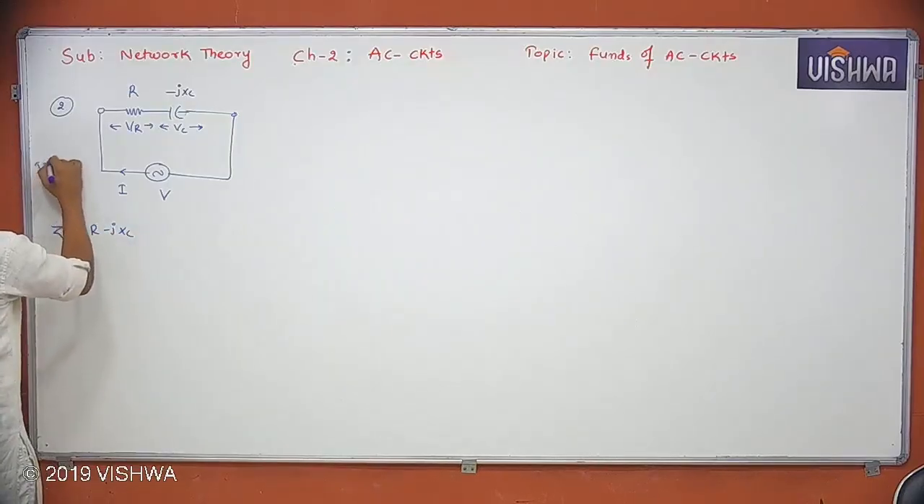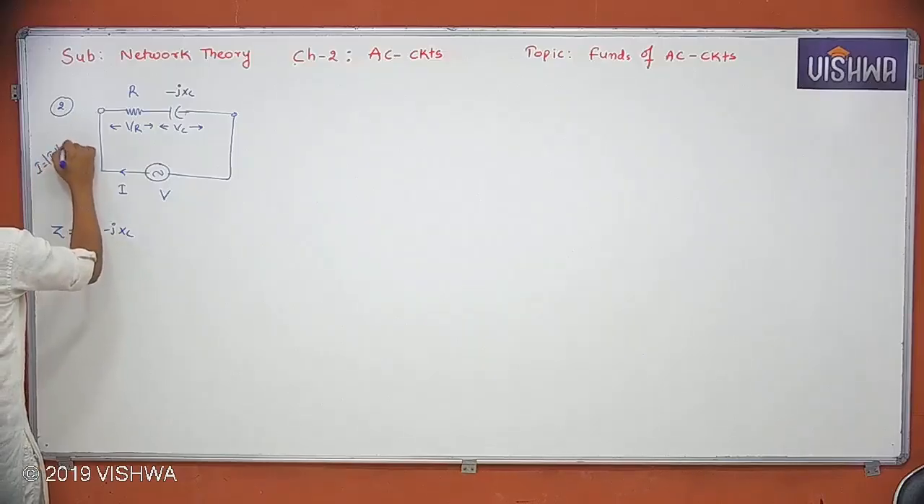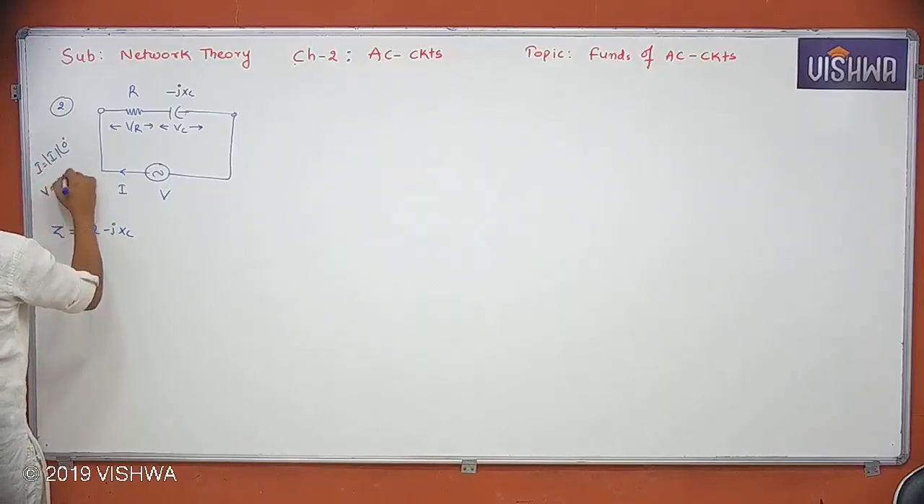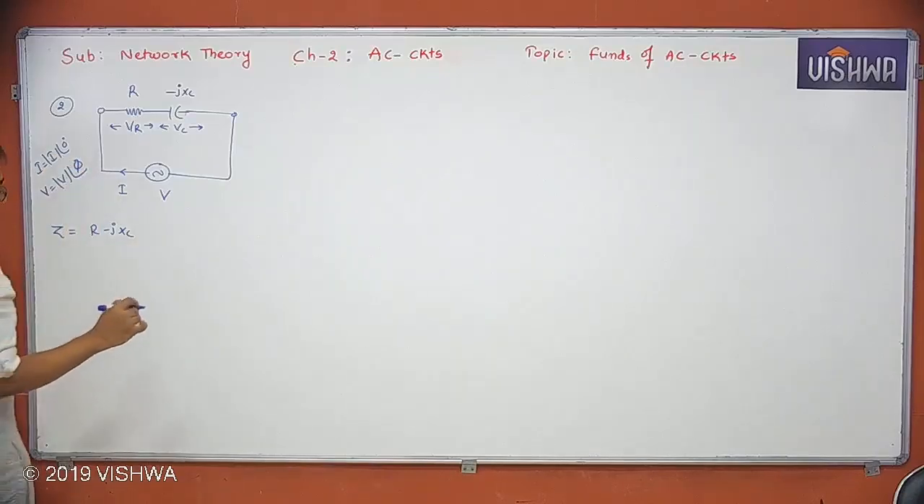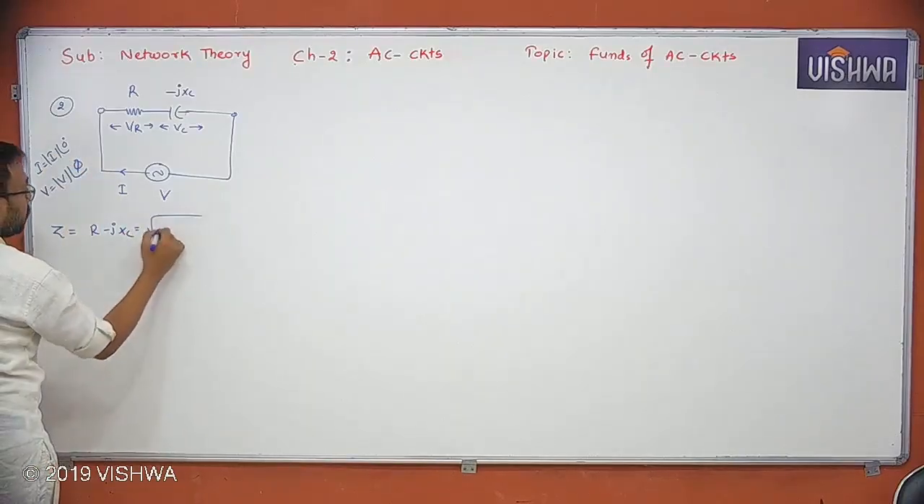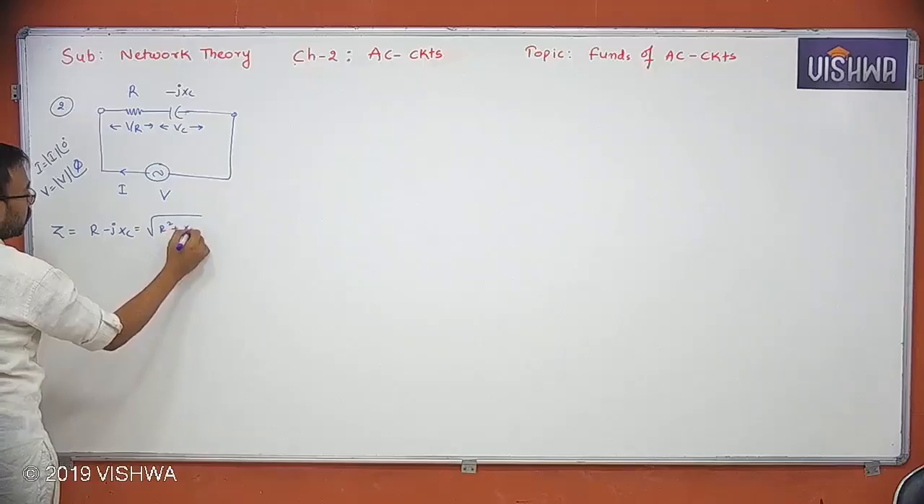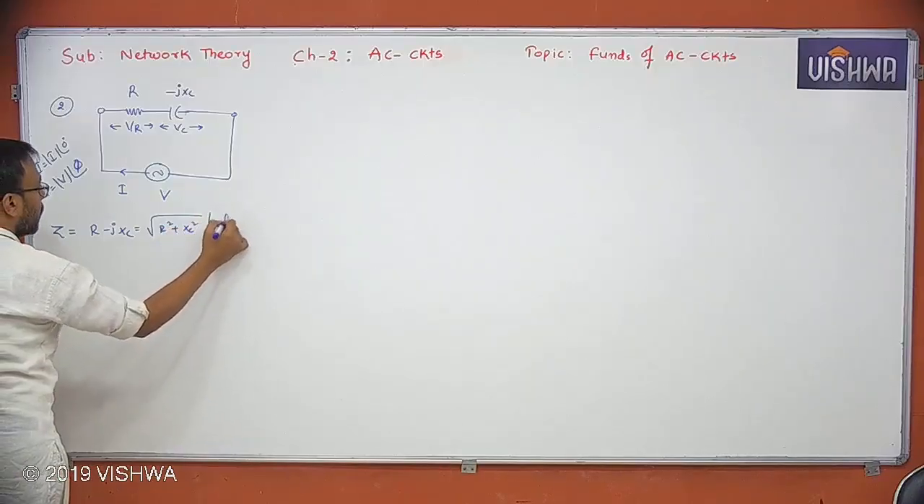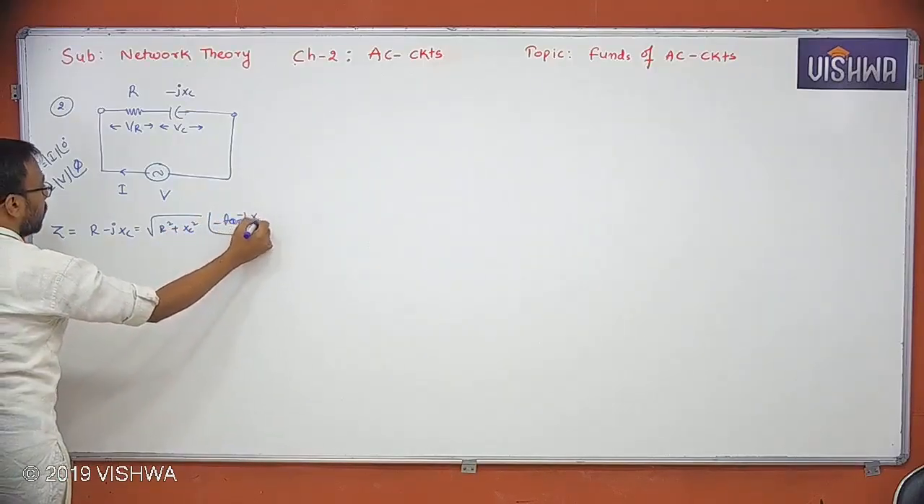I is equal to I at an angle of 0. Then V becomes what? V at an angle of phi. Finally, the phase difference must be phi. Okay. Root of R square plus XC square at an angle of minus tan inverse XC by R.